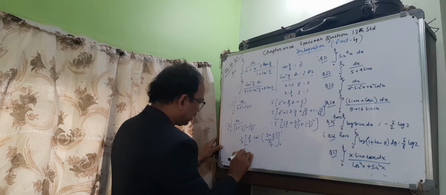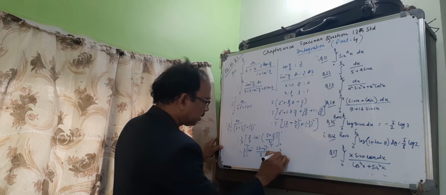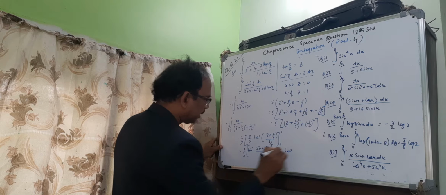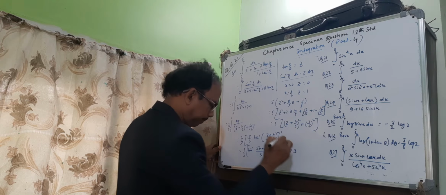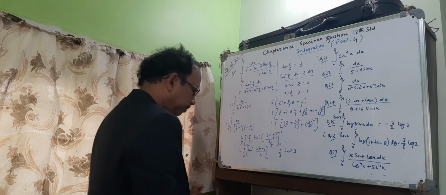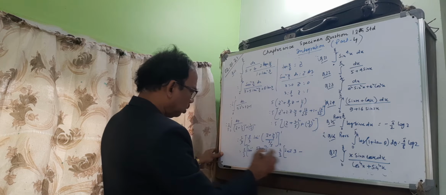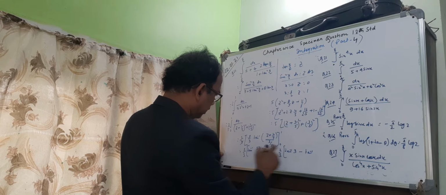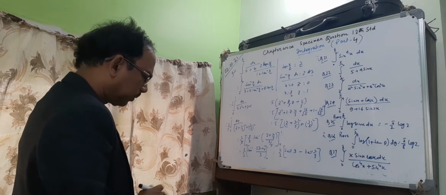5 cancels, that is 2 by 3 tan inverse of (5z plus 4) by 3, with limits 0 to 1. That is 2 by 3 [tan inverse of (9 by 5 plus 4) by 3], that is tan inverse of 9 by 3, tan inverse 3, minus, when 0, tan inverse of 4 by 3. That is tan inverse 4 by 3.